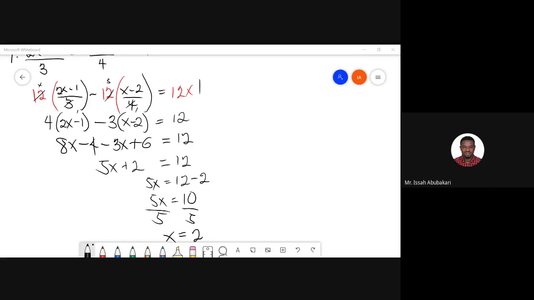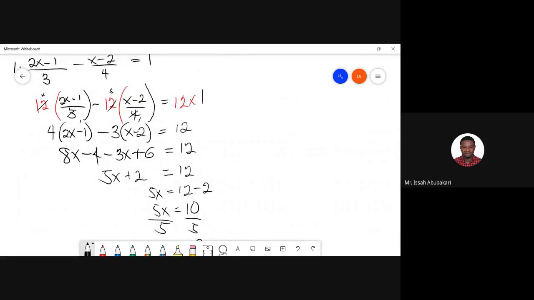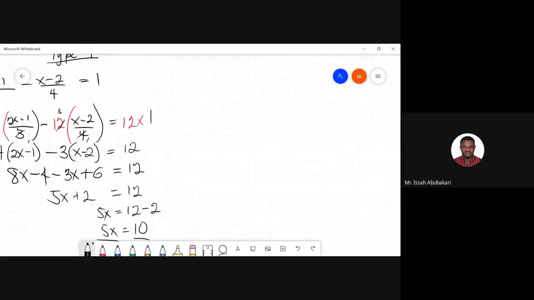All right, so this is what we have for the first question. The only thing that you need to do is try to find the LCM. And I say the LCM can be found from what? The denominator. Now let's look at another question whereby we have 3 denominators. So question 2.